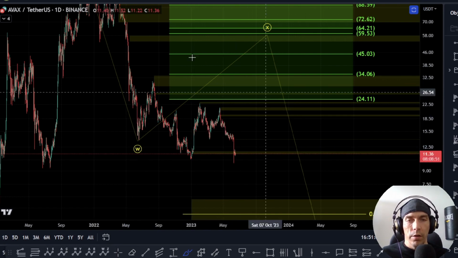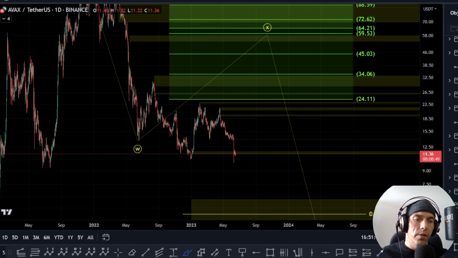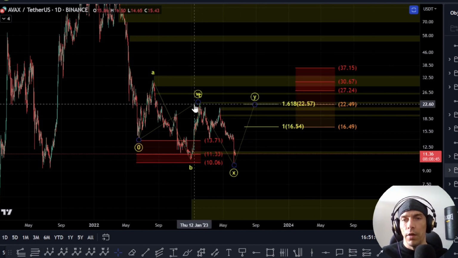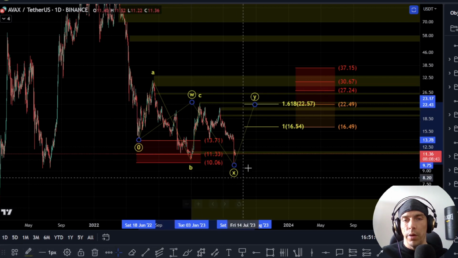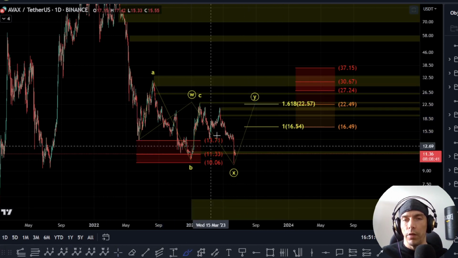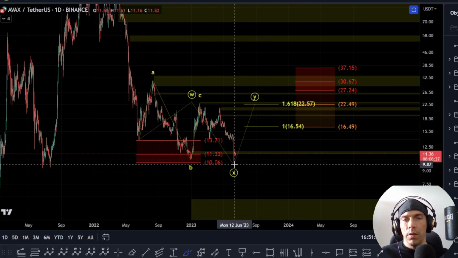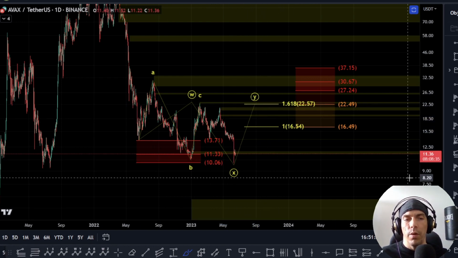So we're going to have to keep an eye on this, and effectively if we were looking at something like that, what we'd be talking about is something along these lines here. Now I have this marked out as WXY because it could just be a 3-3-3 instead of 3-3-5. What we would then be looking for is the potential of a 3-wave move to the upside.